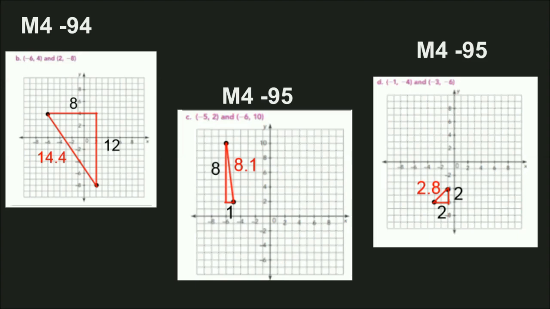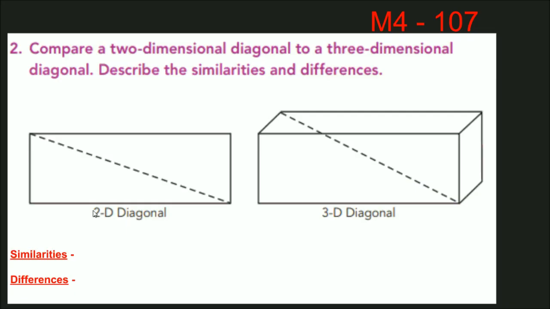Let's get into the second section of what we need to learn today to be successful. For our next objective of the day, we are going to be jumping around a little bit. The first page I want you to find is page M4-107. I'm going to give you a second to go to M4-107. And once you've found that page, I want you to skip down to question 2.